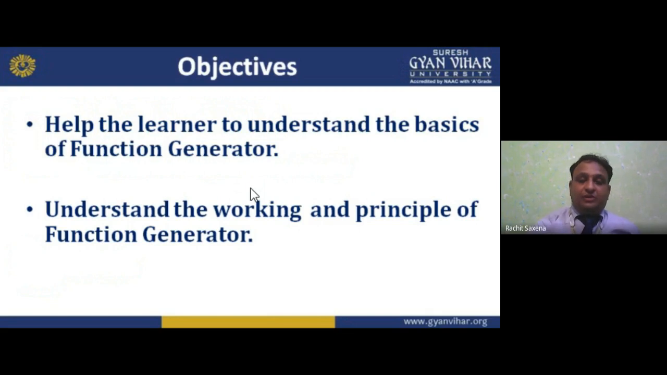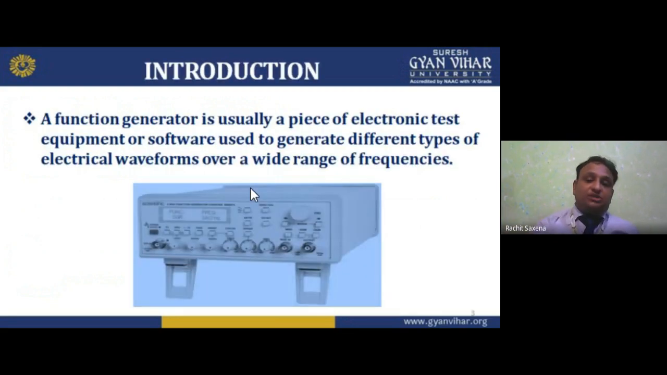Now, taking it one by one, the introduction. See, function generators always look like this. And I know you have studied in the laboratory, you have seen this function generator in the laboratories. It is basically connected with the CRO, the cathode ray oscilloscope. So what is a function generator? A function generator is usually a piece of electronic test equipment. There are so many things in electronic test equipment, so it is simply a piece.